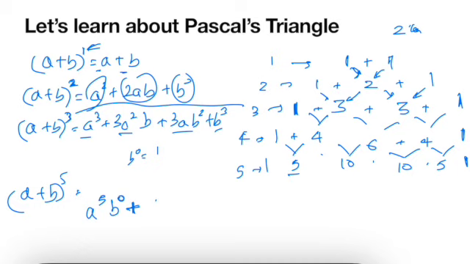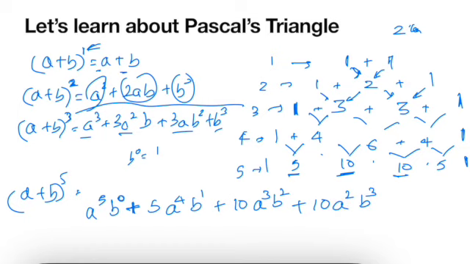And write the coefficient here, 5, a to the power 4, b to the power 1, plus take this coefficient 10, a cube, b square, and 10 a square, b cube, plus 5a b to the power 4, plus you can say a to the power 0 into b to the power 5. Again, a to the power 0 is equal to 1. And there is one more beautiful observation that we can make. We are doing it correctly. If you add the powers of the binomial, it is always 5.